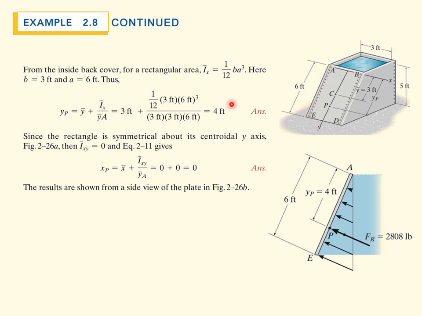Y bar we found before, that's 3 feet. That's the distance from the top down to the center, the centroid. So that's 3 feet plus the formula for I sub x bar. Y bar again is 3 feet, and the area is 3 feet by 6 feet. We can plug this in, and we find Y sub P is 4 feet. So you can see again that the centroid is at 3 feet down, and another foot down is Y sub P. Now, since this is a symmetric area, X sub P is going to be 0.